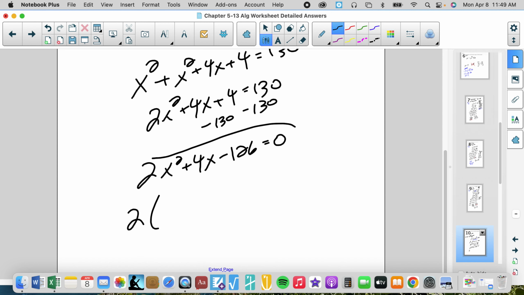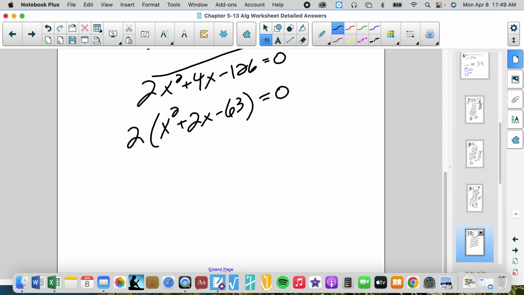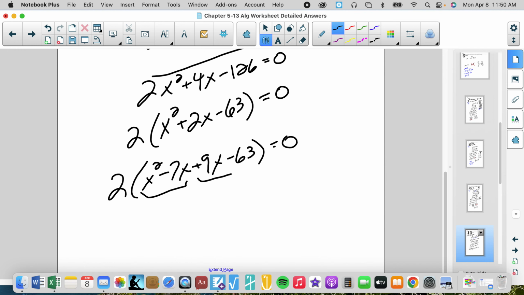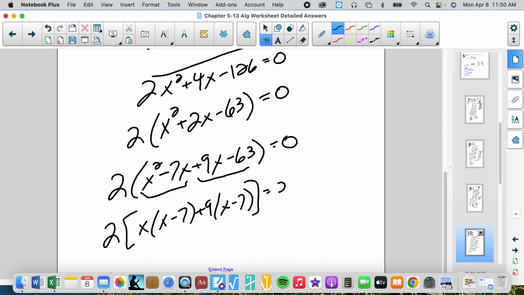Let's factor out a 2. We have a common factor. That's 63. And that's going to be 7 and 9. So I know that x squared minus 7x plus 9x minus 63 equals 0. You see how good you can get when you can do it mentally. We'll factor out an x, you get x minus 7. Factor out a 9, you get x minus 7 equals 0.